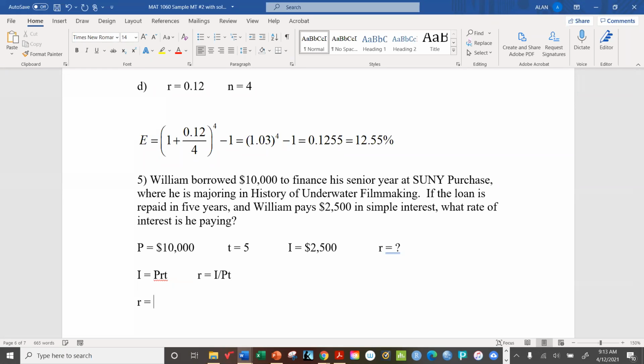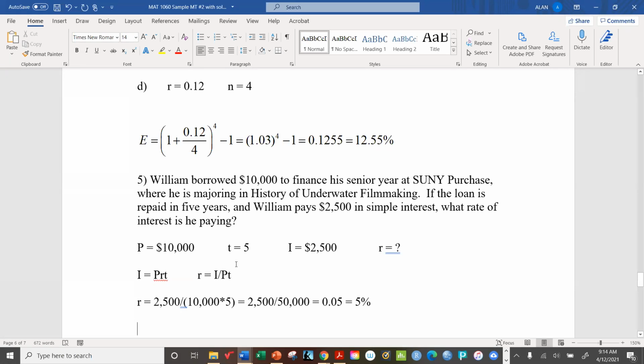So therefore, R equals 2,500 over the product of 10,000 and 5 for 5 years. 2,500 is divided therefore by 50,000. And so therefore, that ratio is 0.05, which is the same thing as 5%. All right, so when you're doing this in the calculator, once again, don't forget the parentheses. You do need parentheses in that denominator. Otherwise you're going to get a number that's really way, way off.